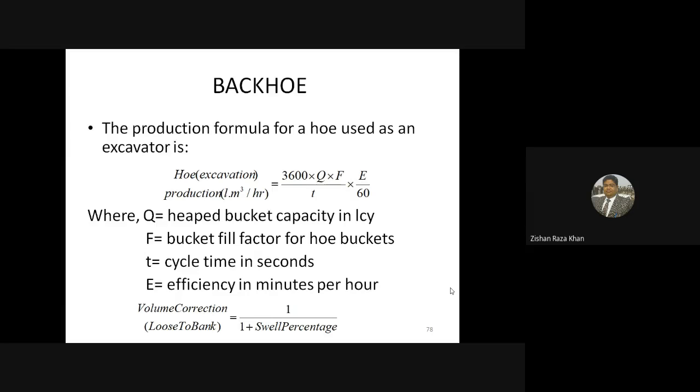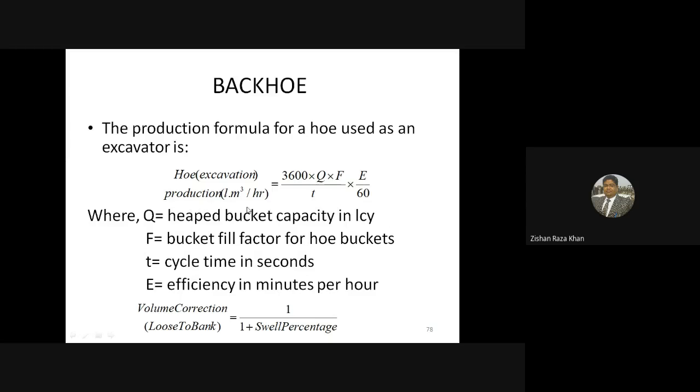Now, the production formula for backhoe is similar to the front shovel, and it can be seen here. The hoe excavation production in loose meter cube per hour can be calculated by 3600 multiplied by Q F E divided by T and 60, where Q is the heaped capacity in loose cubic yard or loose cubic meter, F is the bucket fill factor for hoe buckets, T is the cycle time in seconds, E is the efficiency in minutes per hour.